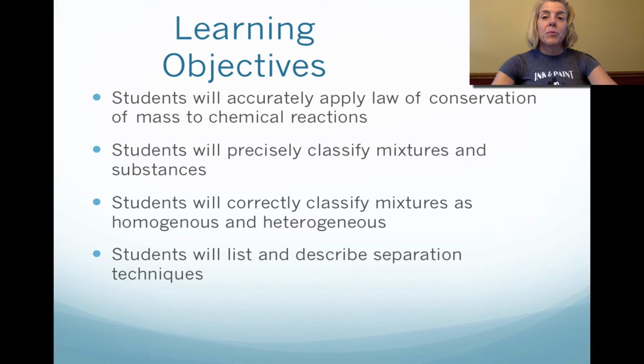This is Chapter 3, Matter, Its Changes and Its Properties. This is Part 2. So in this video, we're going to be looking at the following. The first is the law of conservation of mass, and we're going to apply that to chemical reactions. Then we're going to look at what is a mixture and how do we classify it. Then we're going to look at different types of mixtures, homogeneous and heterogeneous. And then lastly, we're going to describe how you separate a mixture.